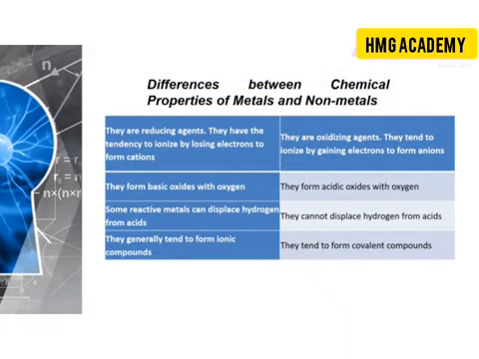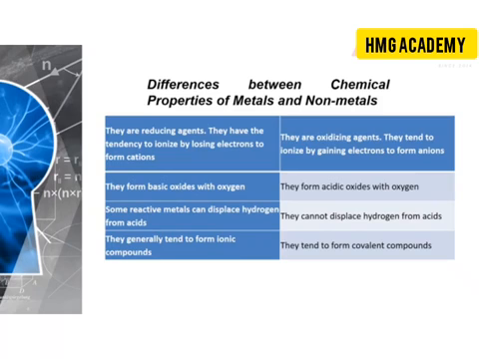So, we can go ahead now to look at the differences between the chemical properties of metals and non-metals. Now, you can see we have put the properties of the metals to your left, and then the properties of the non-metals to your right. Now, the metals, they are reducing agents. They have the tendency to ionize by losing electrons to form cations. Cations usually are called cathode ions. That means ions that normally migrate to the cathode during electrolysis.